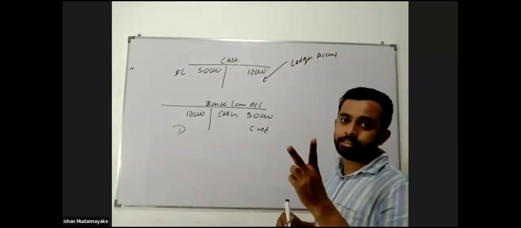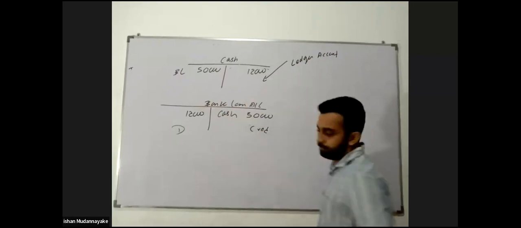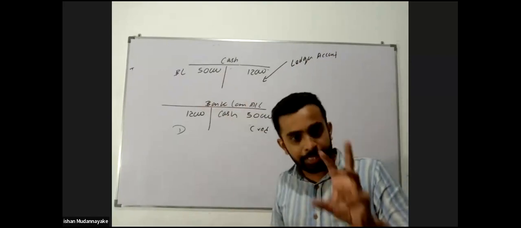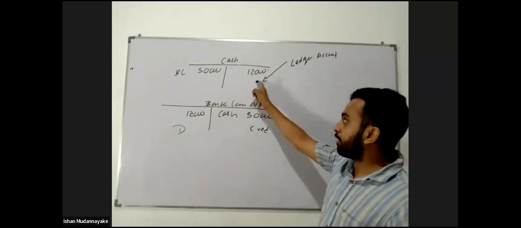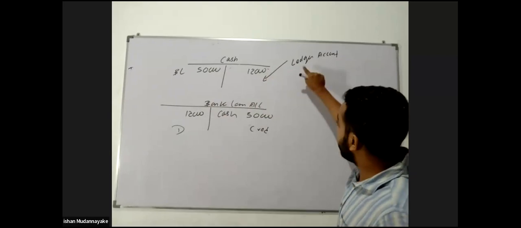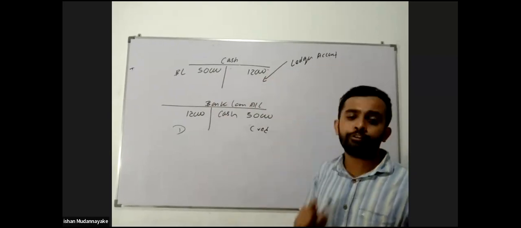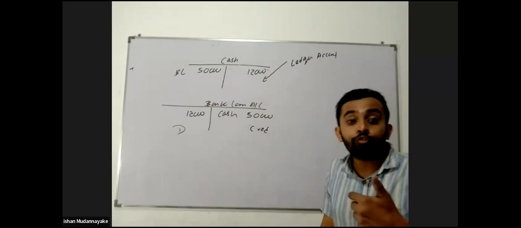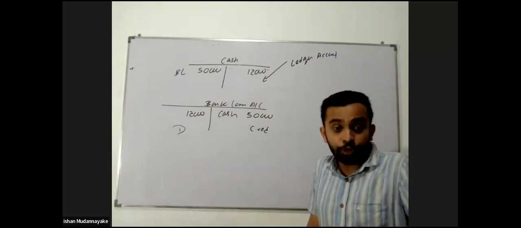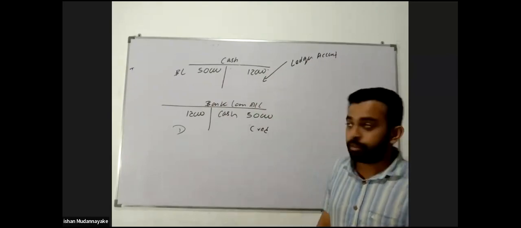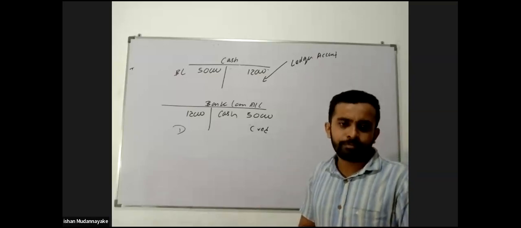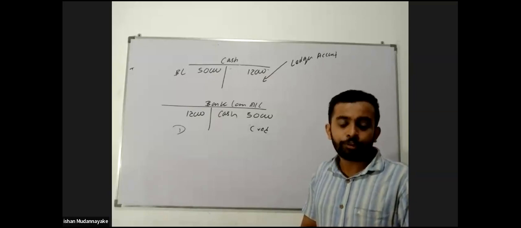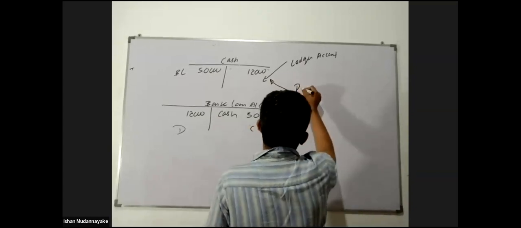It has two sides, debit side and credit side. Cash book is a ledger account. Acting as a ledger account is one of the functions, one of the tasks, one of the activities of the cash book. Another function is that the cash book acts as a prime entry book.